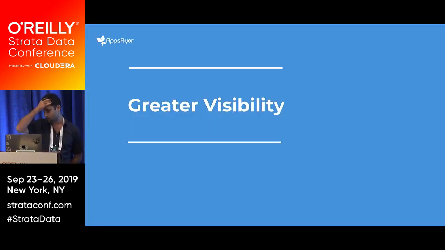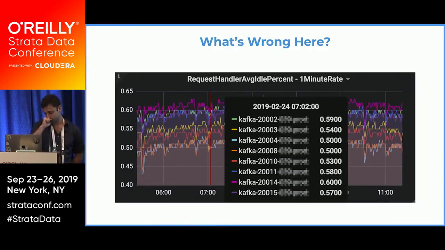All right. Greater visibility. So can anybody tell me what's wrong here? Don't feel bad. It took me like a couple weeks to notice it. Well, you can see that in the legend we're missing several Kafka brokers: 5, 6, 7, 9, 12, 13. This is actually a 60-node cluster, and we're only seeing metrics from half of it. Yeah, it's really difficult to notice things that you don't see, right?